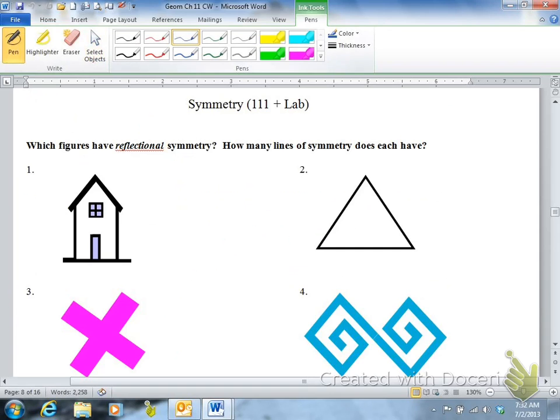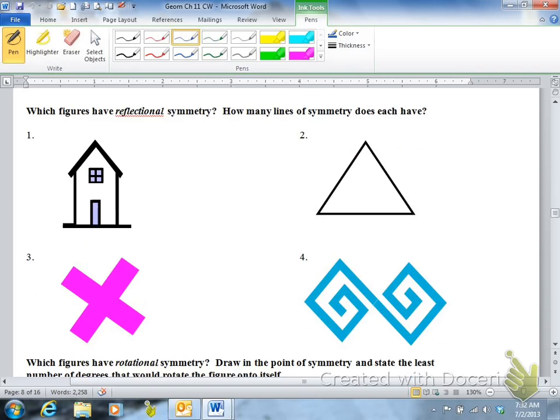Just a couple examples. Which figures have reflectional symmetry? How many lines of symmetry does it have? Remember, with reflectional symmetry, you have to map it onto itself. If you try to do a horizontal line through the house, and fold the top of the house down onto the bottom of the house, it's not going to look the same. The only one you'd have is splitting the house perfectly in half like this. If you reflect the house over this line, you would get the exact same overlap.